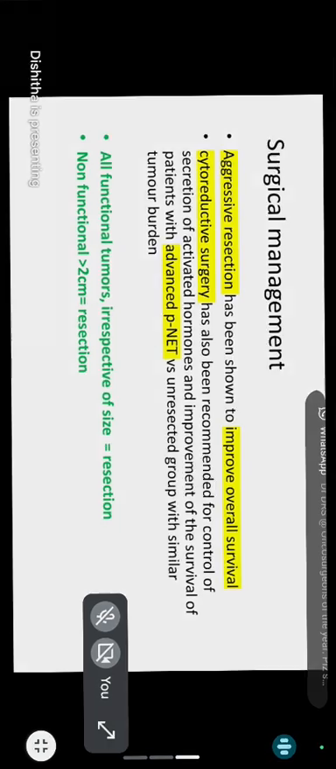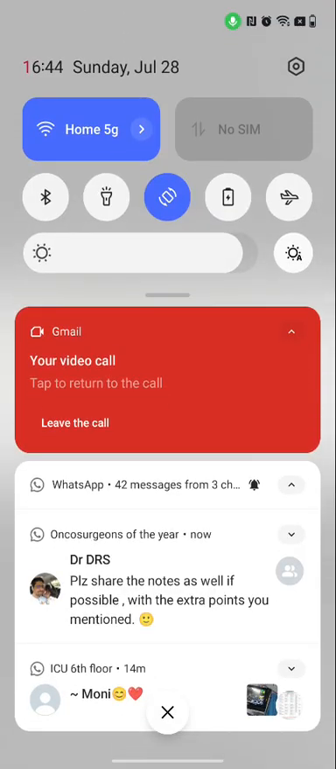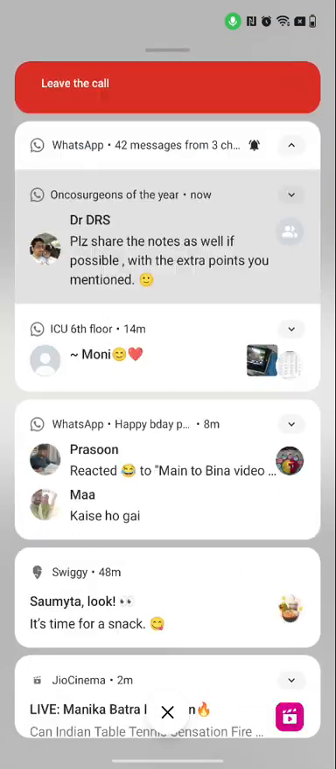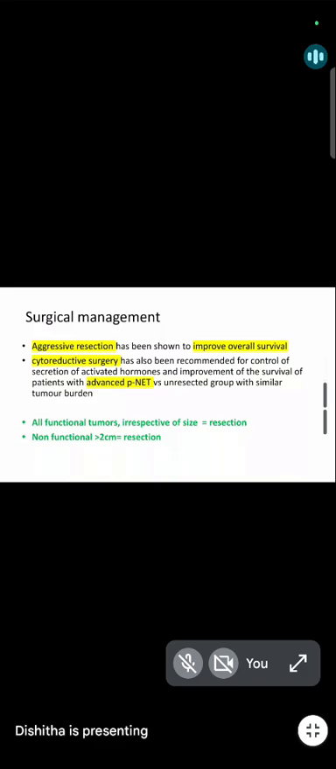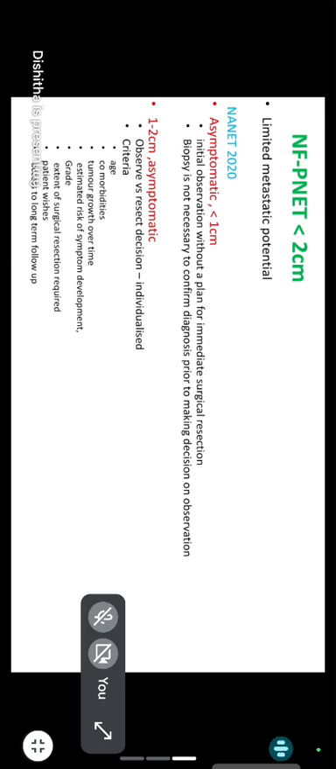Cytoreductive surgery has been recommended for control of secretion of activated hormones and improvement of survival in case of advanced PNET. One more thing is whenever it's a functional tumor, all functional tumors, irrespective of the size, treatment is resection, and for a non-functional tumor which is more than 2 centimeters, resection is advised. So what about non-functional tumors less than 2 centimeters? They have limited metastatic potential.